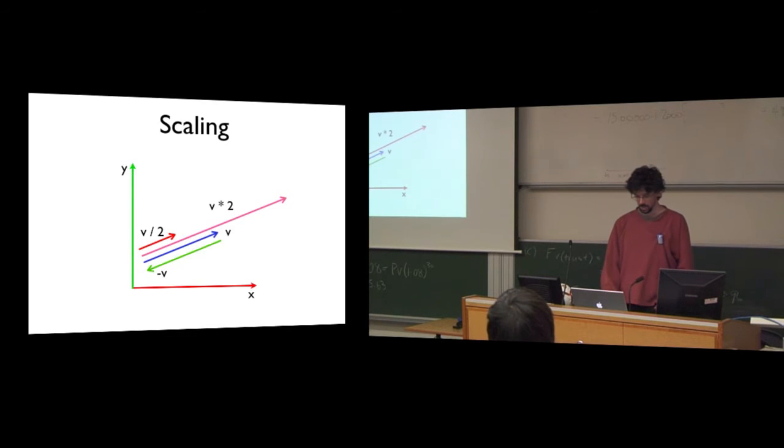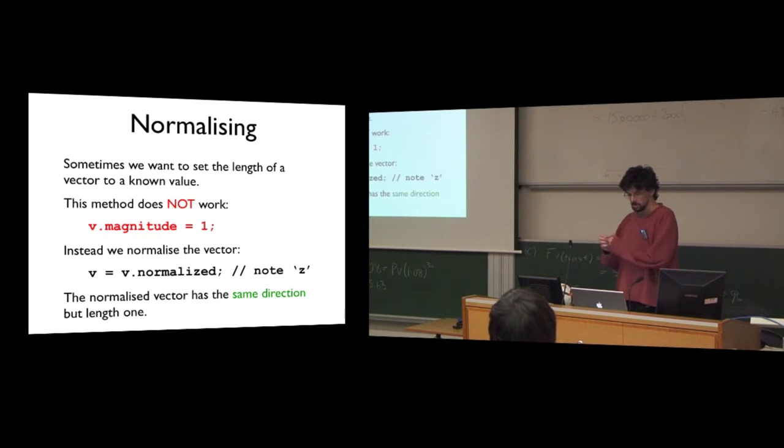Sometimes we want not to multiply the length of a vector, but to set it to a known size. So if I have a vector of length 4, I could scale it up to a vector of length 8 or down to a vector of length 2. But if I want to turn it into a vector that is exactly 1 unit long, then I have to divide it by 4. Now, if I have a vector of length 8 that I want to turn into a vector of length 1, then I have to divide it by 8, and so forth.